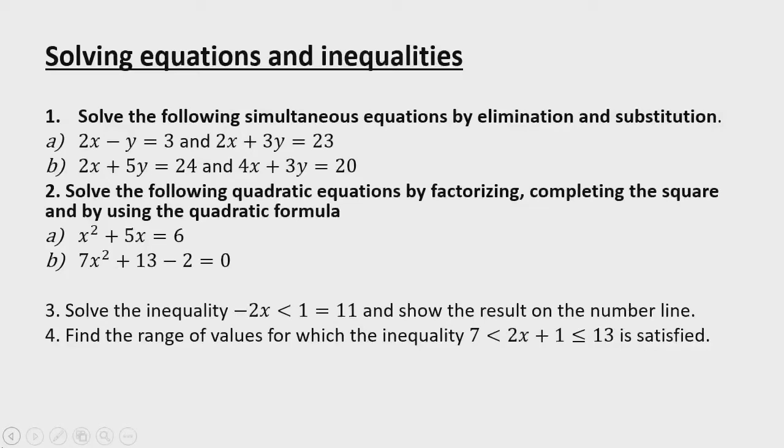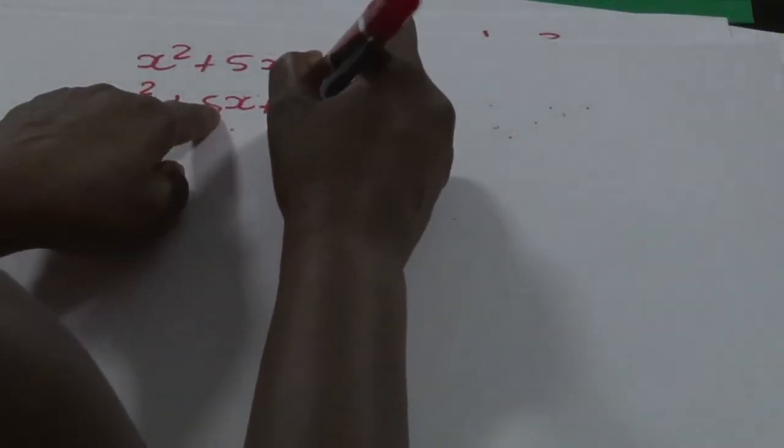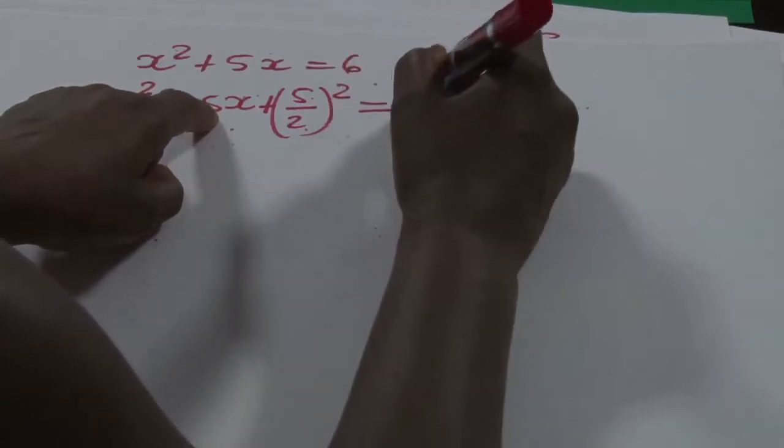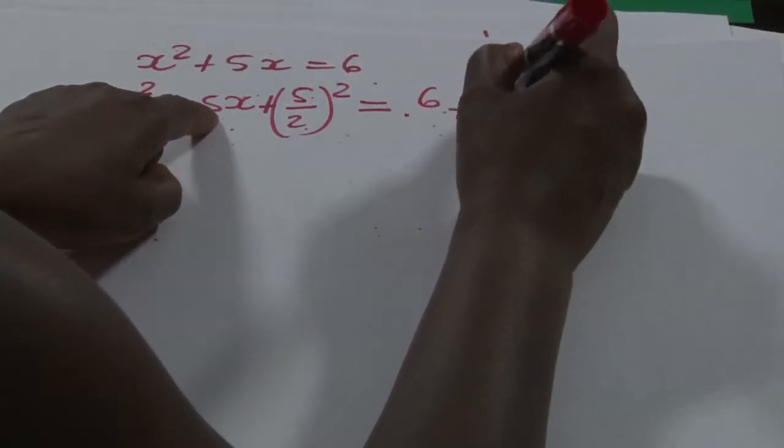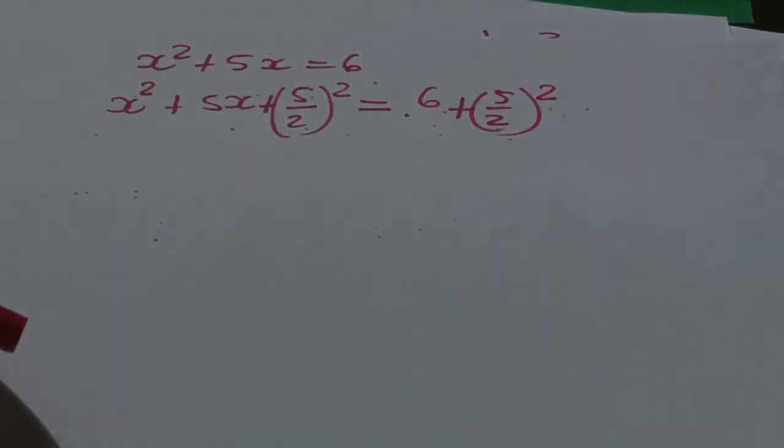And when it comes to completing the squares, we have x squared plus 5x is equal to 6. Completing the squares has to do with dividing the middle term, which is b, divided by 2, and then you square it. Then you add it on both sides of the equation. x squared plus 5x plus, this is b, you make 5 over 2 and then you square it, is equal to 6 plus 5 over 2, and you square it as well.